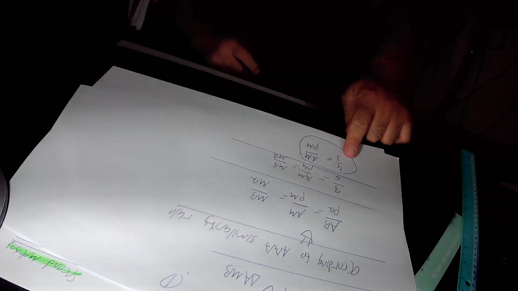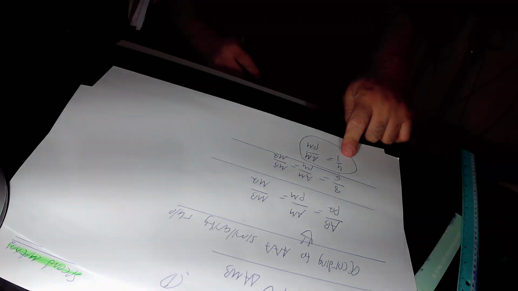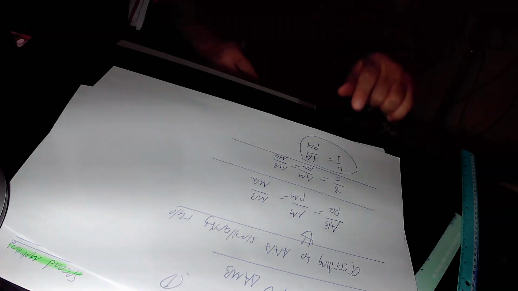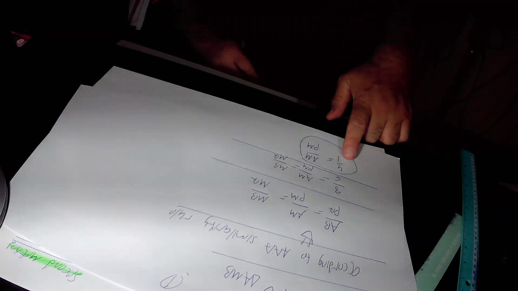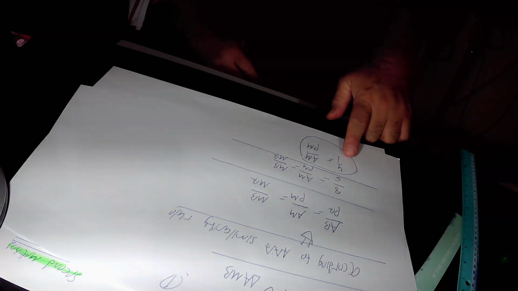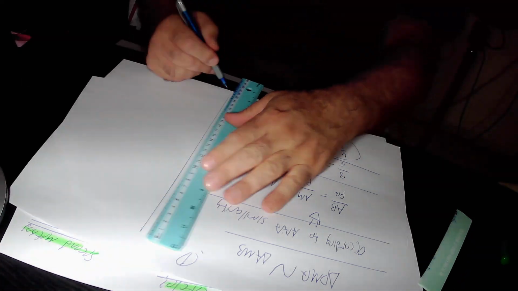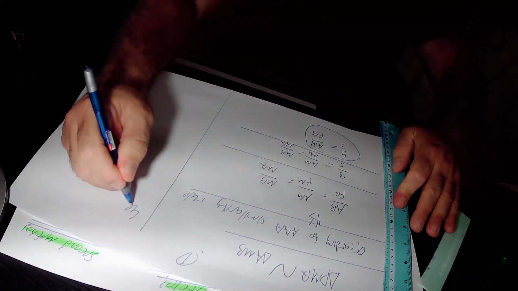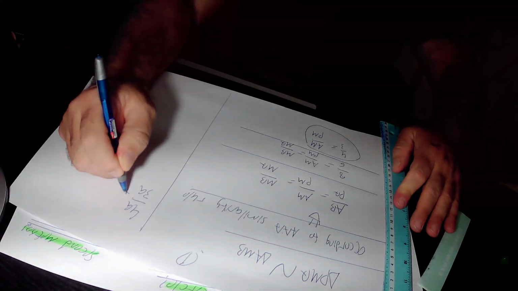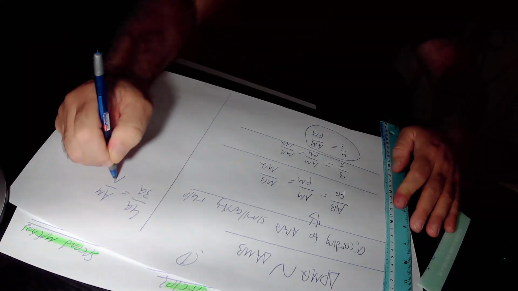Here we multiply this side of the equation, both the numerator and the denominator, by A. It is allowable to multiply both the numerator and the denominator by A, because A over A is 1, so we don't change the value of the expression by multiplying it by A. And we get that 4A over 3A equals AM over PM.